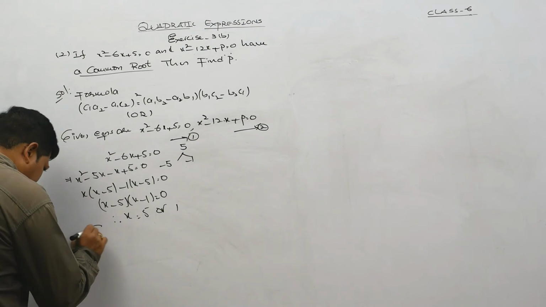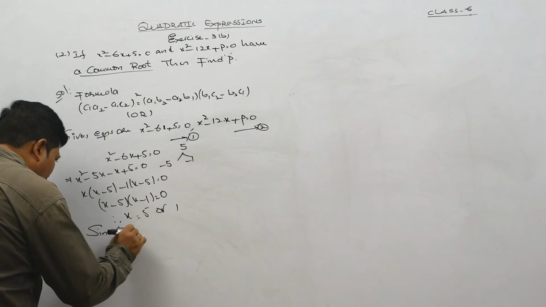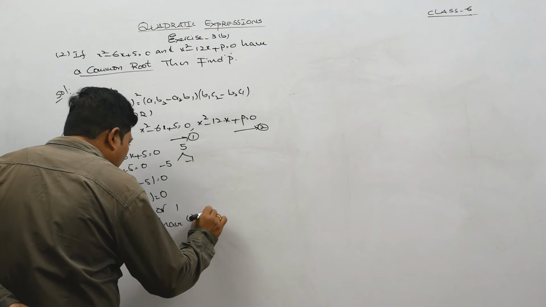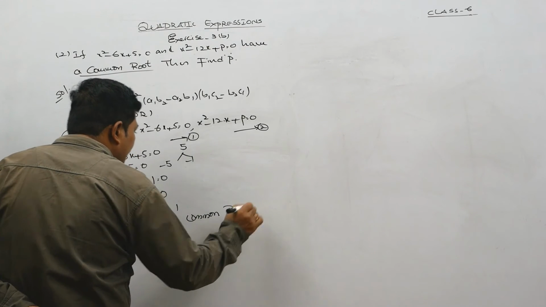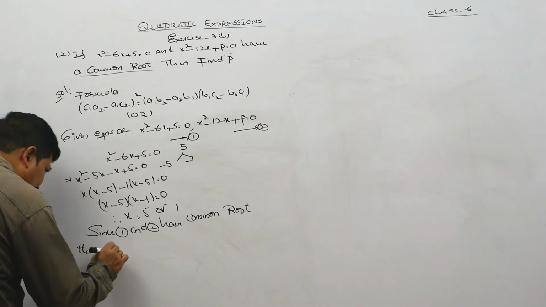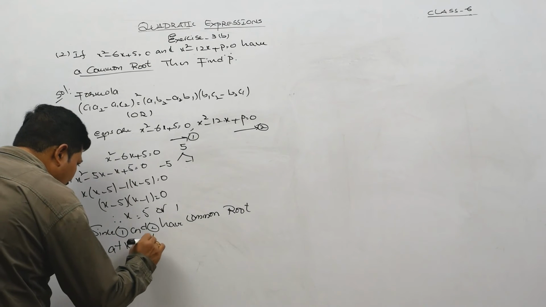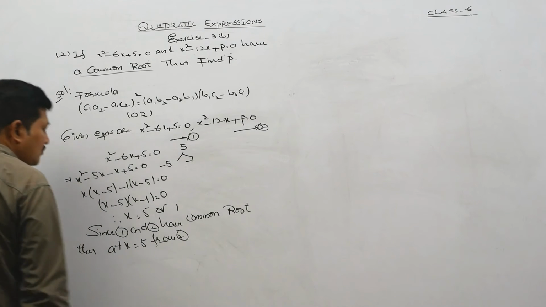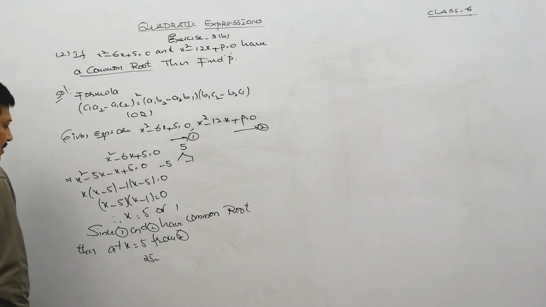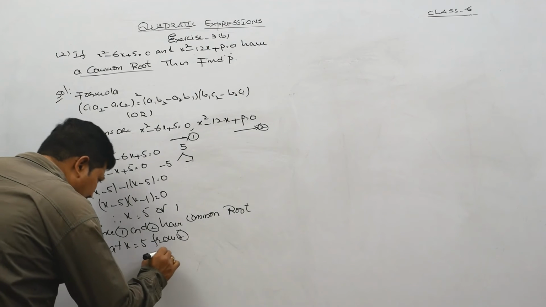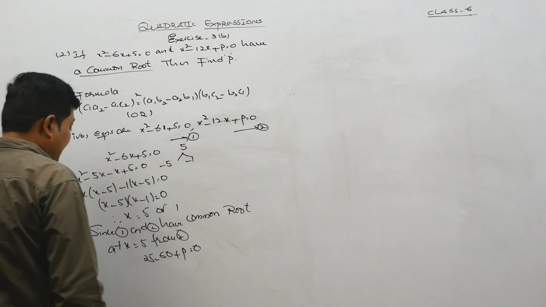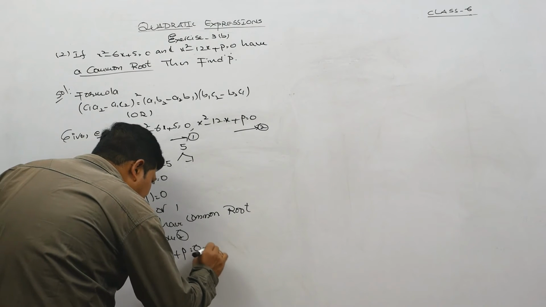Since 1 and 2 have common root, then at x is equal to 5 from equation 2, 5 square 25 minus 12 into 5, 60, plus p is equal to 0. So 25 minus 60 is minus 35, taking to the other side, p is equal to 35.